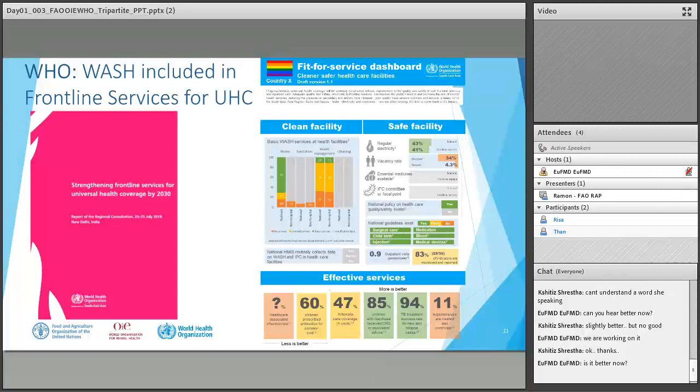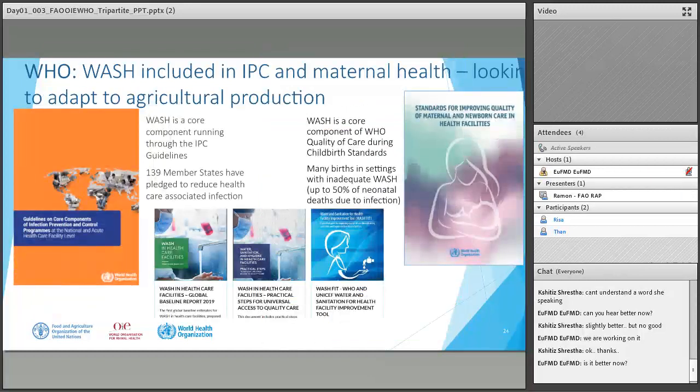So for some of these numbers, less is better. For some of these numbers, higher is better. Green is good, red is not so good. And so it's really encouraging to see that the health sector is really beginning to take on board infection prevention and control. And this is something that, through the tripartite, we are increasingly trying to work on with the agricultural sector to also deliver in this area.